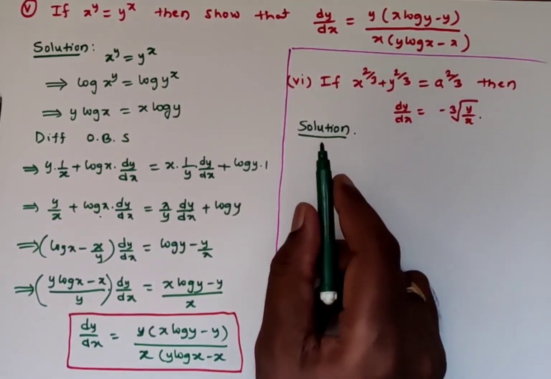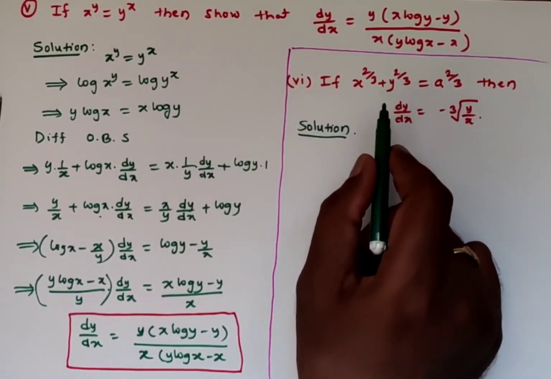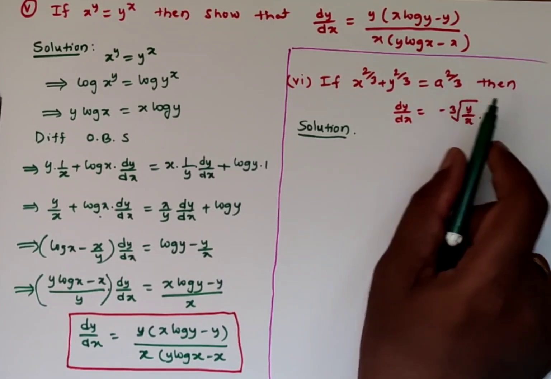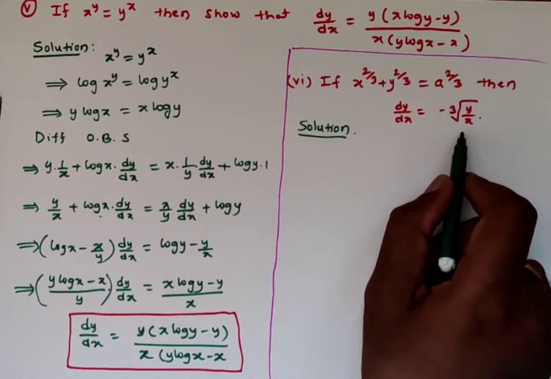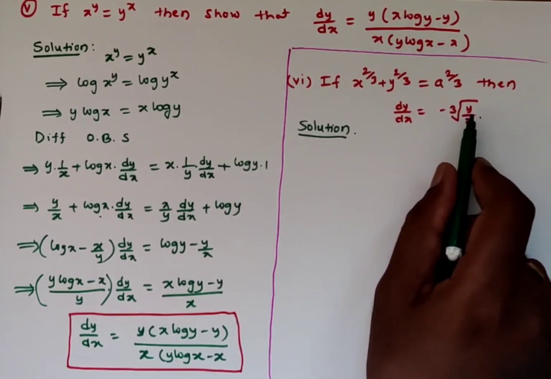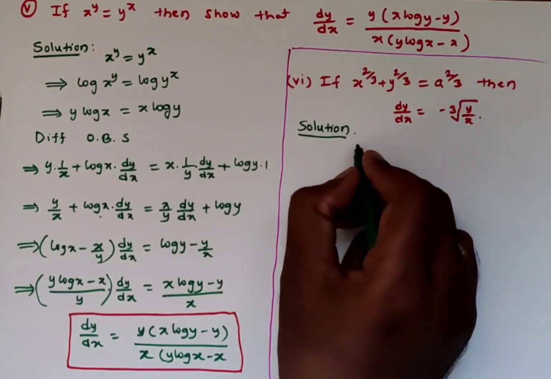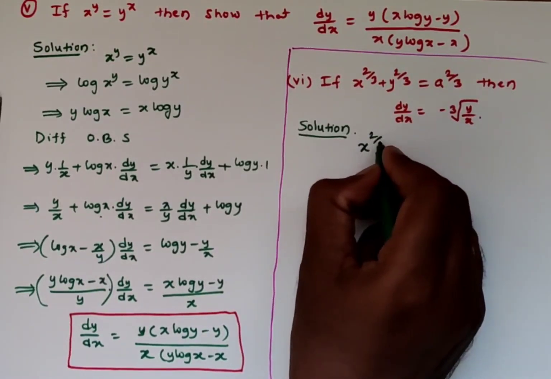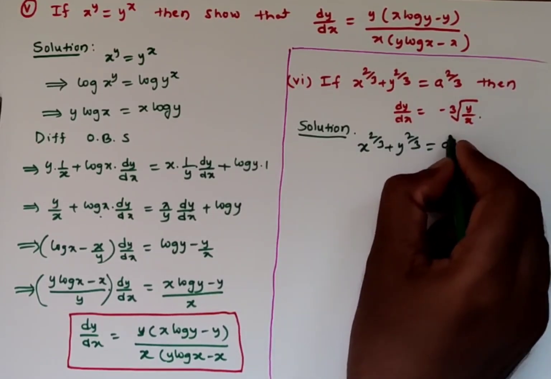Next, sixth problem from the same bit. If x to the power of 2 by 3 plus y to the power of 2 by 3 is a to the power of 2 by 3, then show that dy by dx is minus cube root of y by x, or it is minus y by x whole to the power of 1 by 3. The given equation is x to the power of 2 by 3 plus y to the power of 2 by 3, which equals a to the power of 2 by 3.